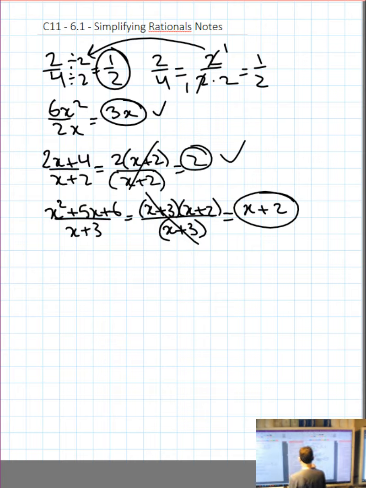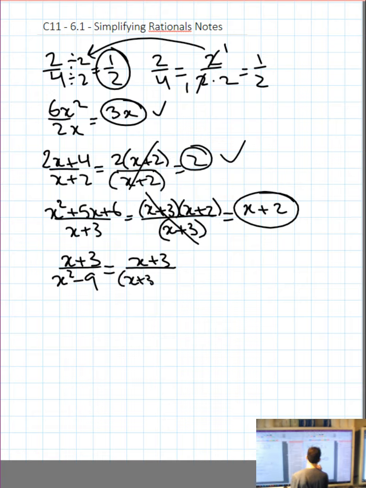You might have to factor by any type, but let's see some more. X plus 3 over x squared minus 9. Well, that's x plus 3 over, it's a difference of squares, x plus 3, x minus 3. Go back to grade 10 and factor. Now, we can divide the top and bottom by x plus 3 and cross off an x plus 3 from the top and the bottom.